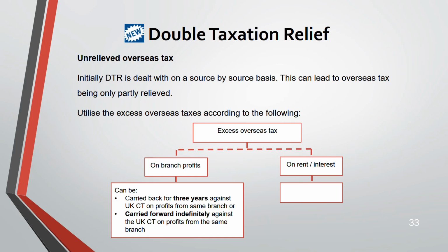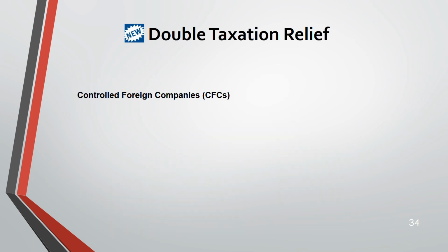Next, if it's rent or interest, there is no relief. That means only on the branch profit overseas, tax that you have suffered, you will get a relief, but not on overseas rent or overseas interest. There is no relief.